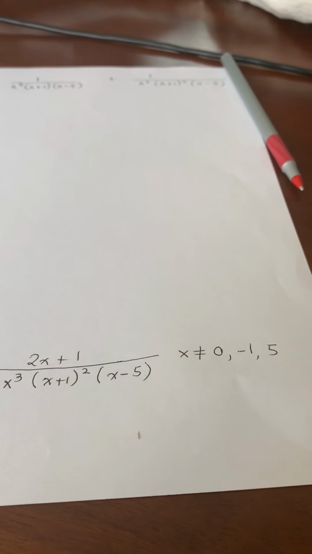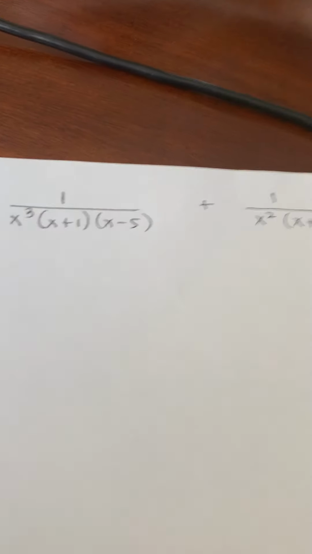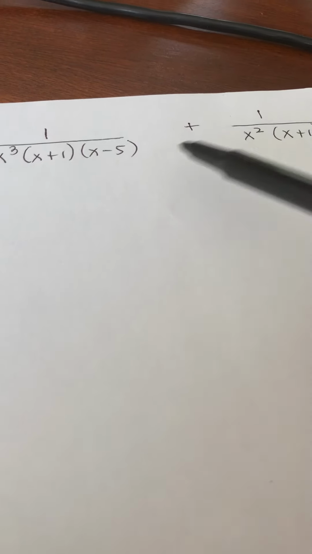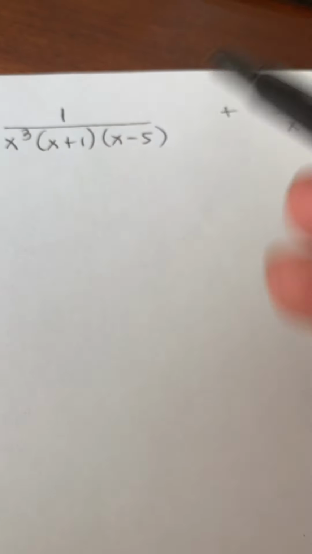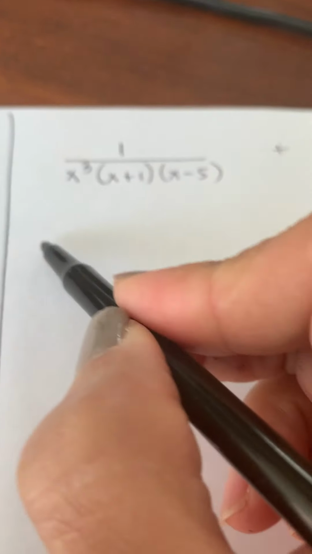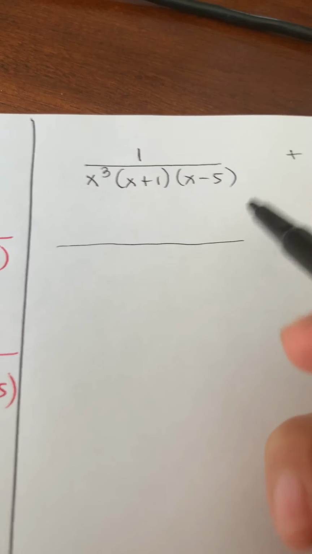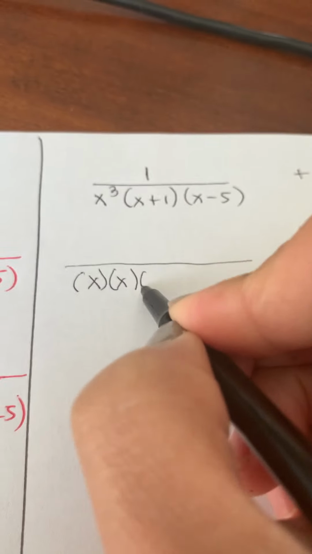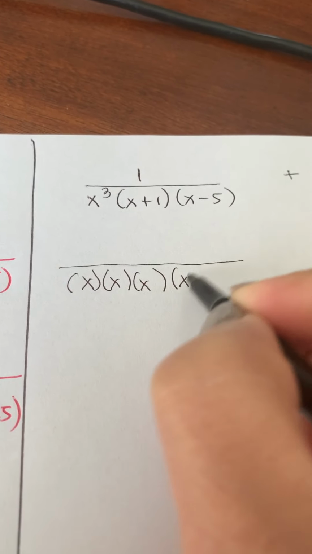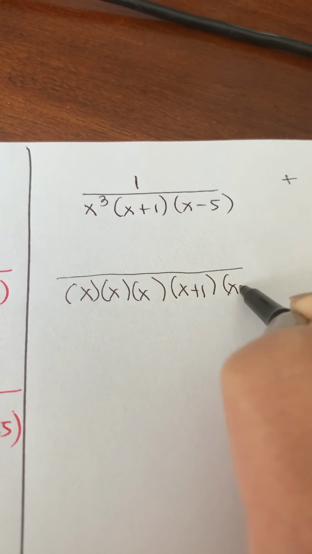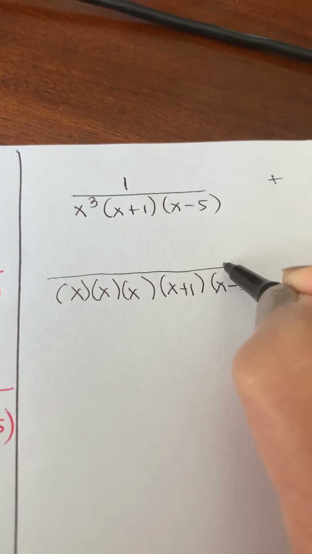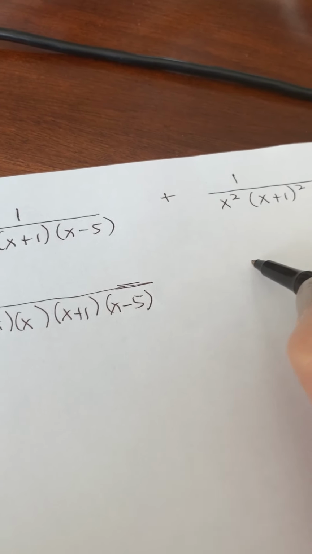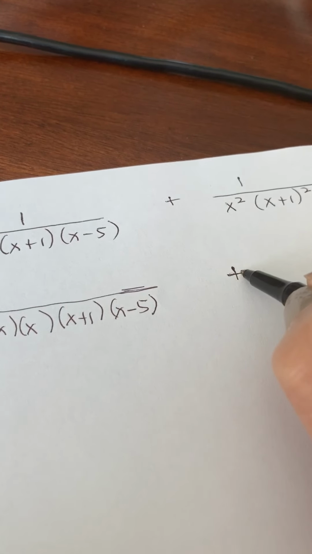For those who did not get this answer, let's solve this together. Okay, so I said these are already factored, so you just have to write the repeated factors separately. So I will write this as x, x, and x, x plus 1, and x minus 5, because there might be common factors, okay? Just leave some space here because you need to multiply later.